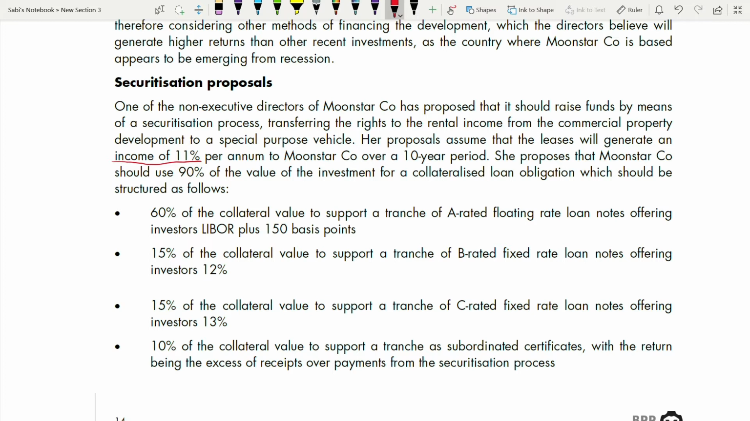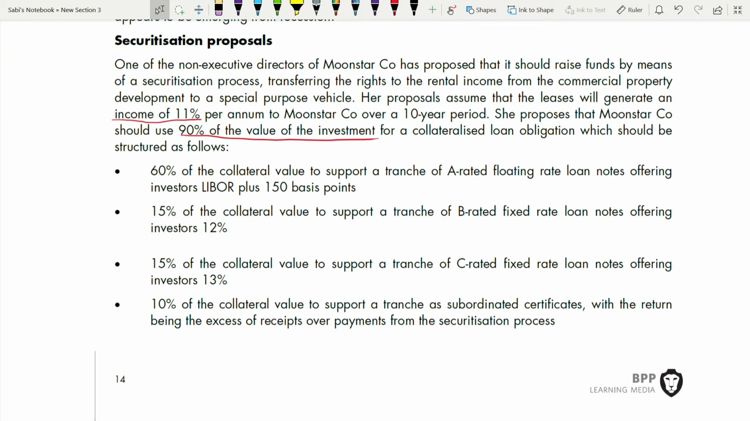Okay, which should be structured as follows. The collateralized loan obligation has been structured on only 90% of the value of the investment, not the whole 100%. Okay, so now let's see how it has been structured. We can see 60% of the collateral value to support a tranche of A rated.